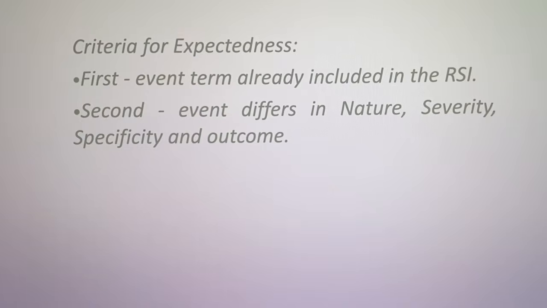Criteria for expectedness include whether the event is already present in RSI or whether it matches known profiles in terms of nature, severity, specificity, and outcome. Labeling is critical as it drives regulatory reporting decisions, determines expectedness classification, supports signal detection, and ensures patient safety. In conclusion, labeling forms the foundation for safety evaluation in pharmacovigilance.